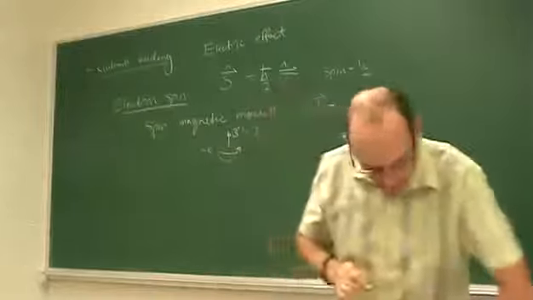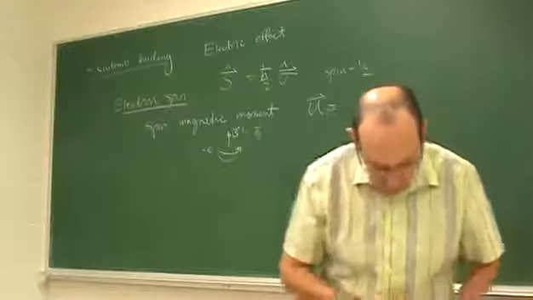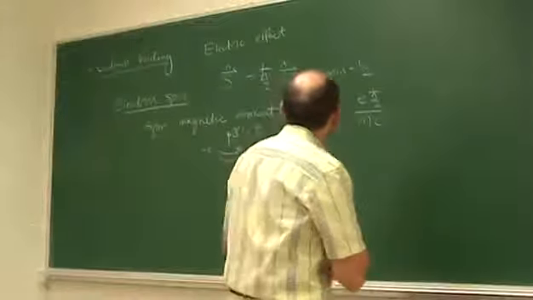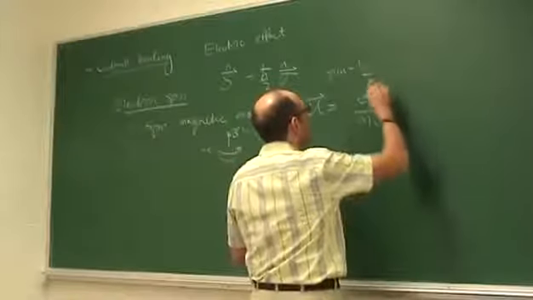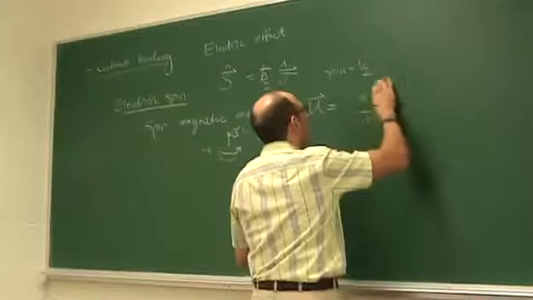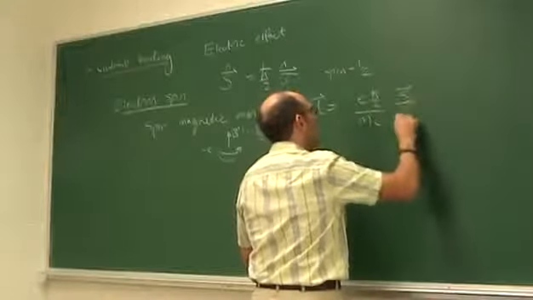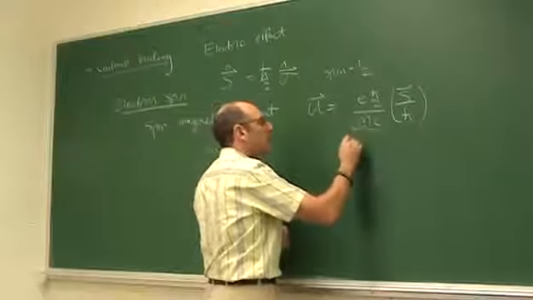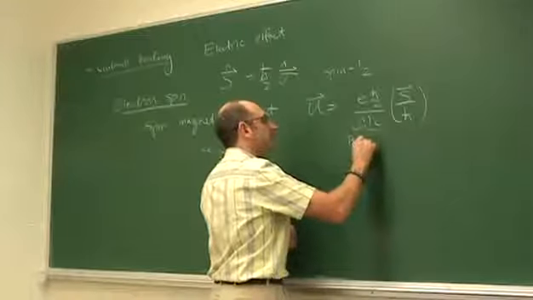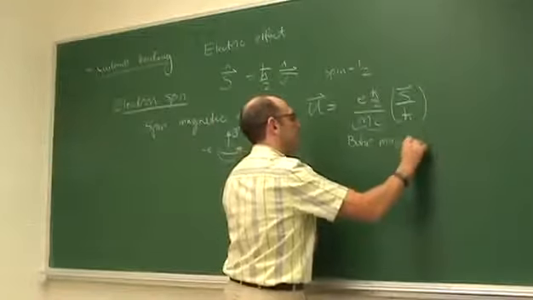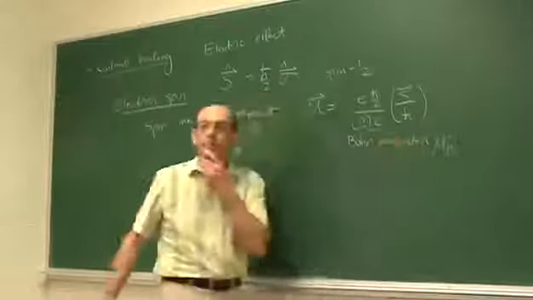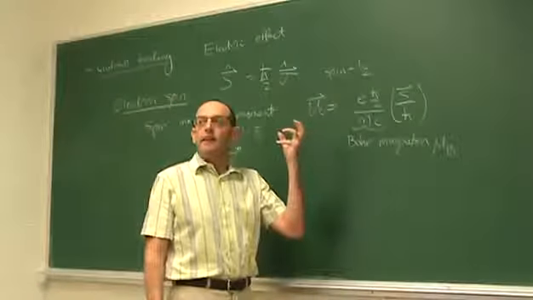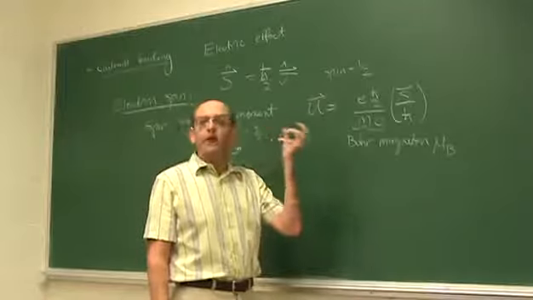So times the direction of the spin. Let me write this as S over h bar. And this quantity is what's called the Bohr magneton. So this is what you would say would be the magnetic moment of an electron with that much angular momentum.